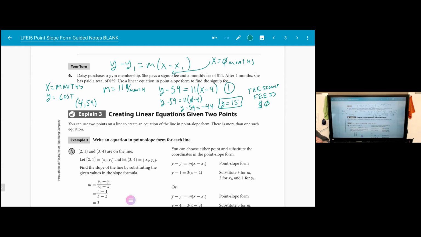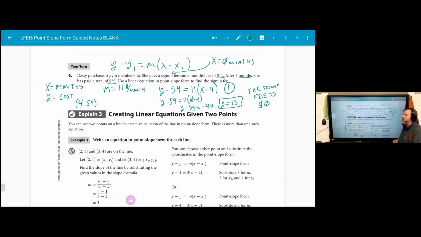Okay, this one is a tiny bit goofy. I totally agree with that. But let's see what we do know. We're going to go back with X being months and Y being cost. So here's what I've got. Daisy purchases the gym membership. She pays a sign-up fee and a monthly fee of $11. After 4 months, she has paid a total of $59. We also have a monthly fee, $11 per month. Oh, hey, that sounds a lot like a slope. So that's why our M is $11 per month. We have at 4 months, $59 is the cost.